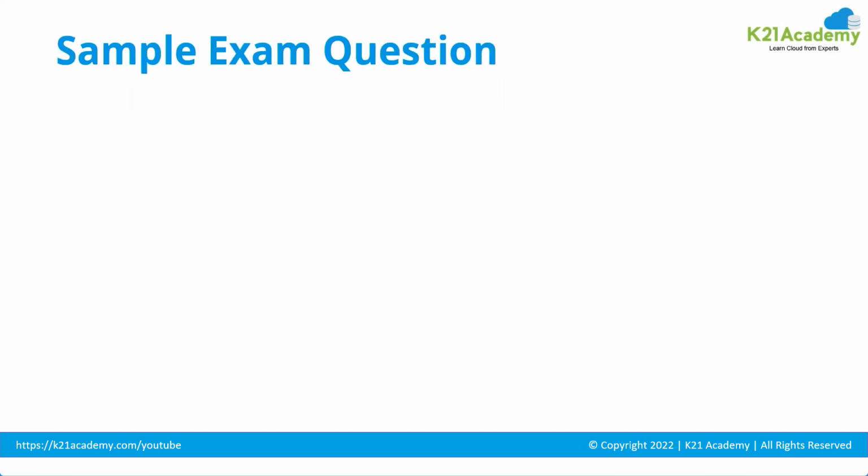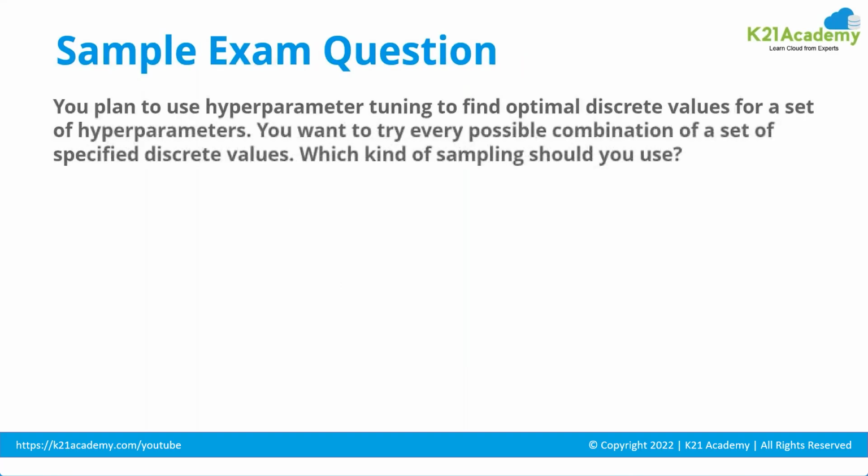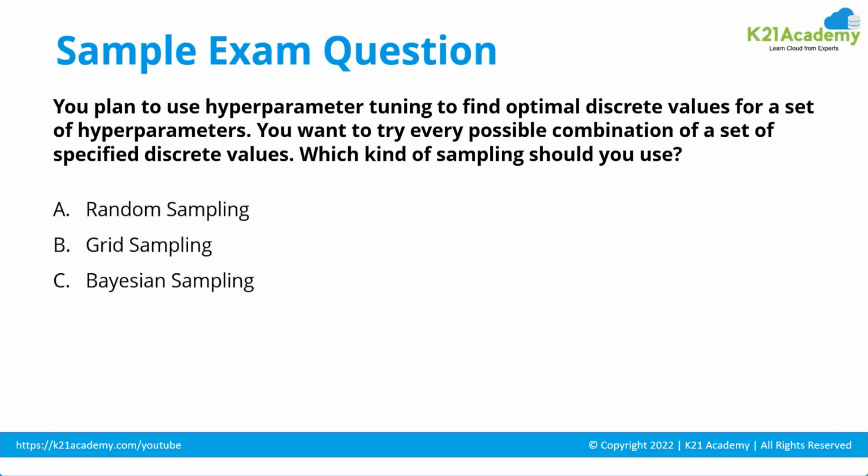Let's take a sample question quickly. It will be B. I think I have mentioned this. It's going to take every possible combination of your values from the two hyperparameters and run it that many number of times. We have discussed this, and in the lab we have used grid sampling as well, if you can recall.